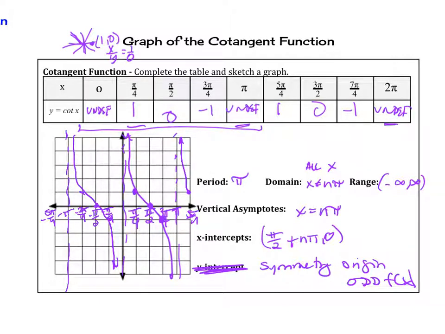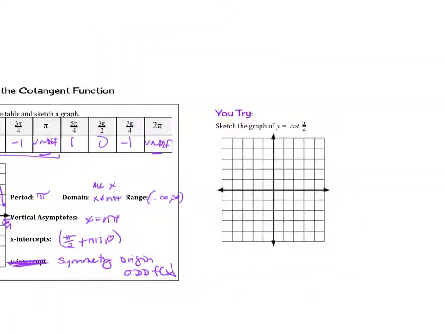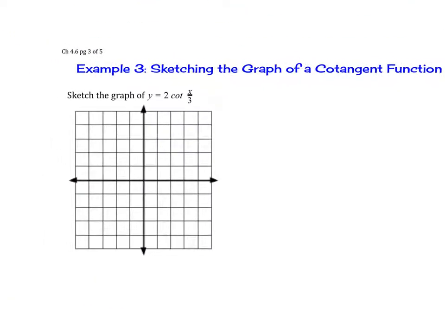It's very similar to a tangent, except it's shifted over pi over 2. So let's try an example. Let's sketch the graph of 2 cotangent of x over 3. We're looking at a period change, and also that first point changes. It's not an amplitude because it's not the highest point there.